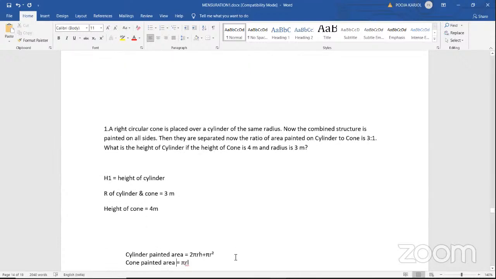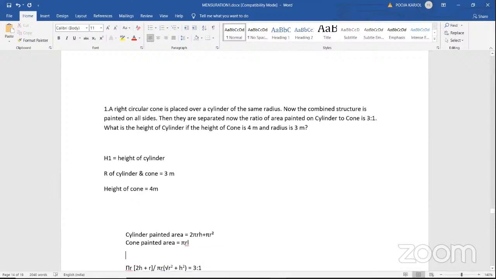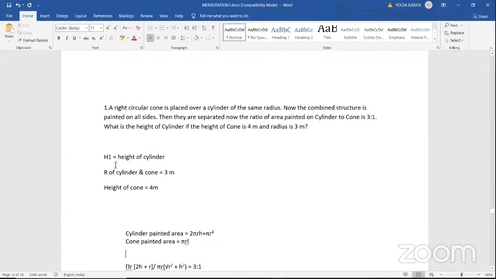So cylinder painted area is 2 pi r h, the LSA, plus pi r square, area of the bottom circle. Cone painted area would be just the LSA, correct? No base, so it will be pi r l. Take height of the cylinder as h1. Radius of cylinder and cone will be 3 meters because they are placed on top of the other, the same radius. Height of the cone is 4 meters.